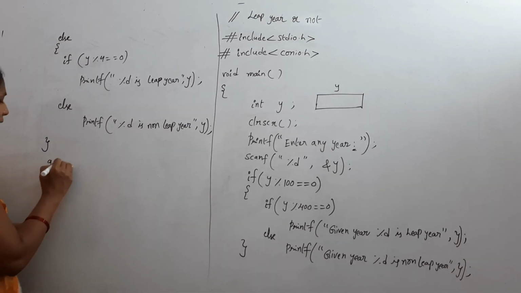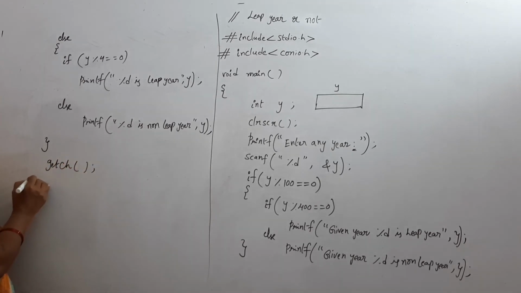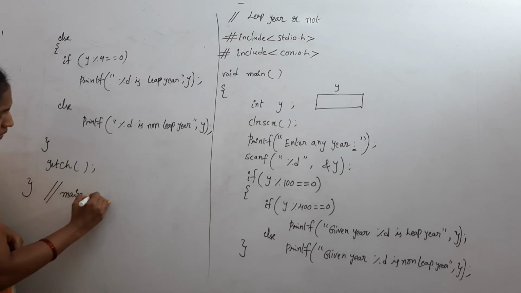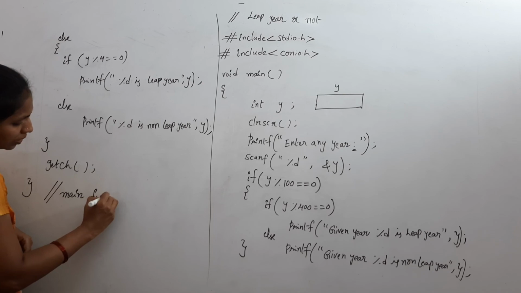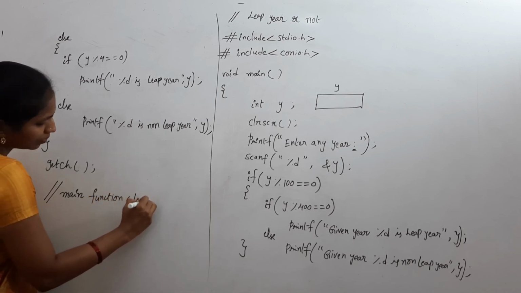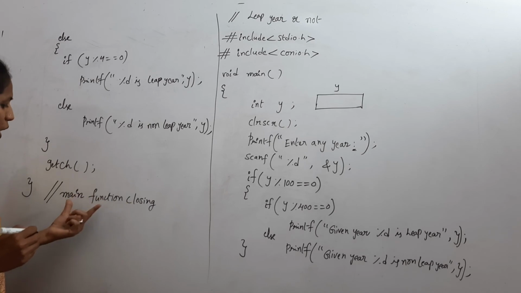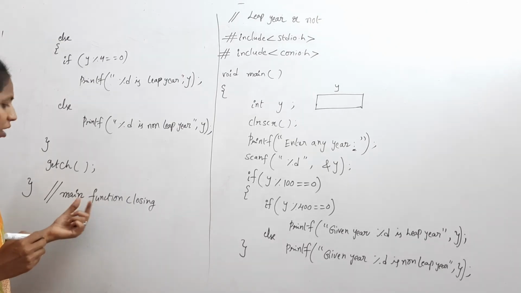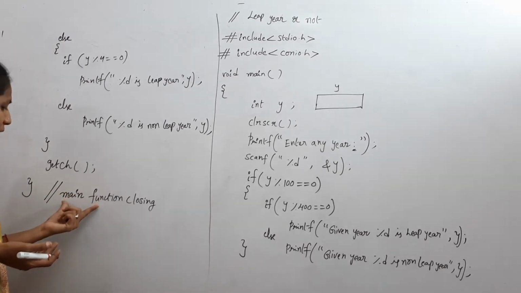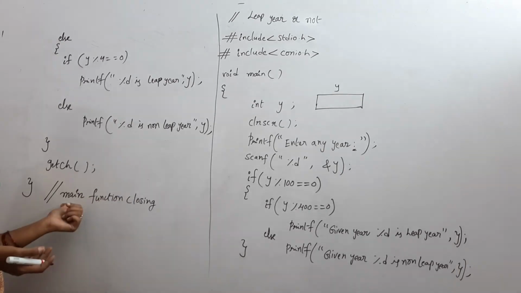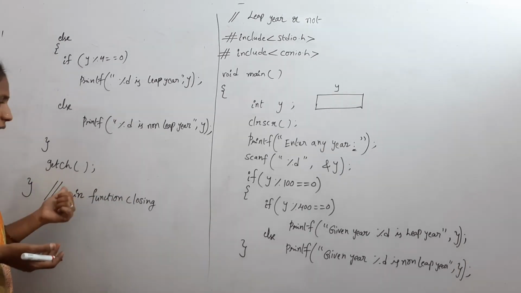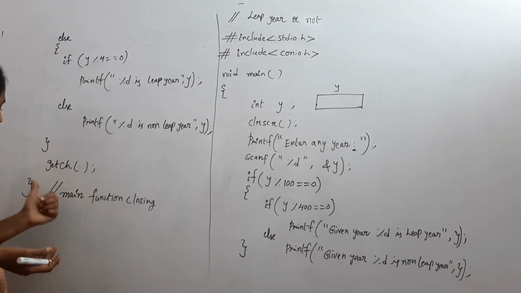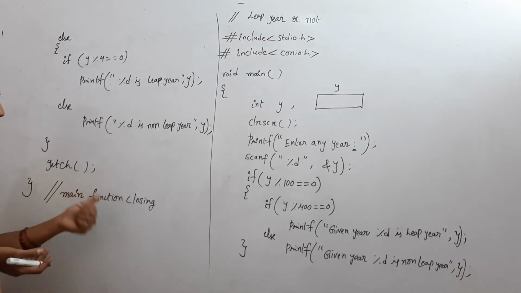Then else block closing. Then here getch, then main function closing. I want to write "main function closing" within a comment. The compiler will not execute this statement. Actually, this is not an instruction, this is just a comment to identify for the user. For easy understanding, write your own sentences or explanations in the comments section. This brace is the main function closing bracket.